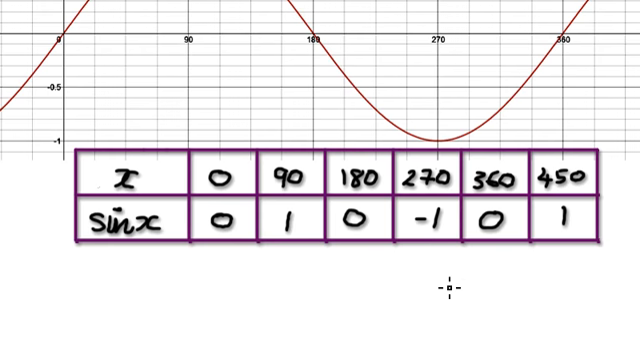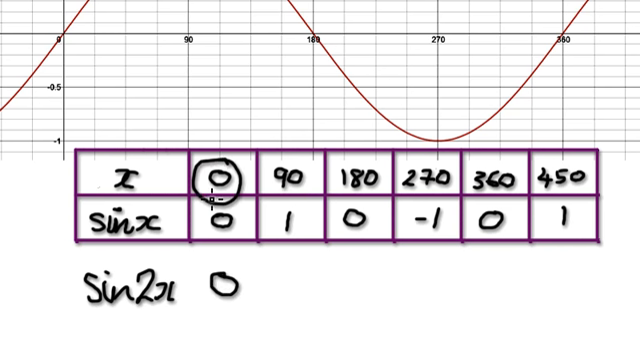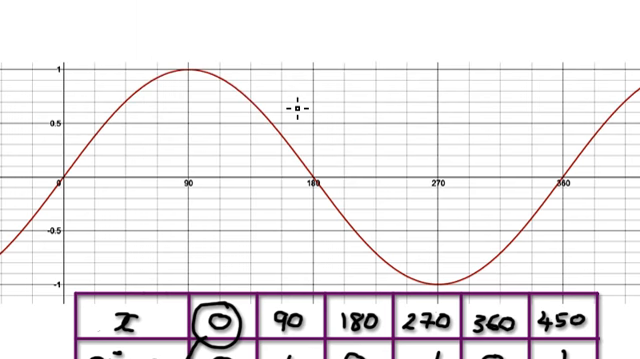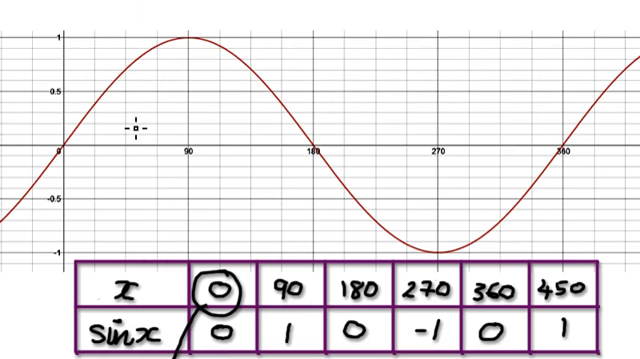Now look what happens when we have sine of 2x. When you put 0 into this x here, it will be sine of 0, because 2 times 0 is 0. So basically it will still be the same, it will be 0. So our new function is 0 here.